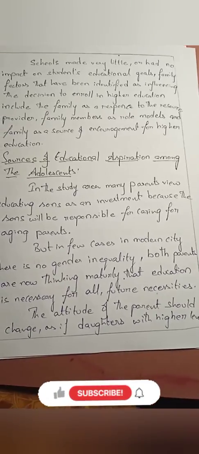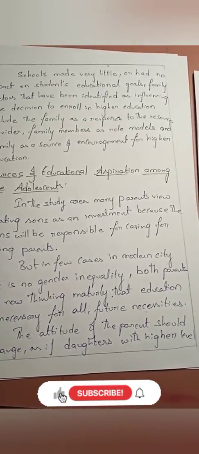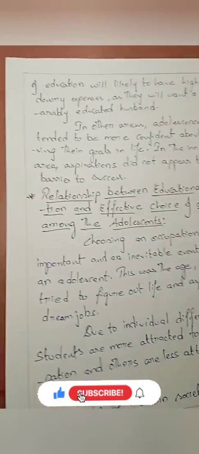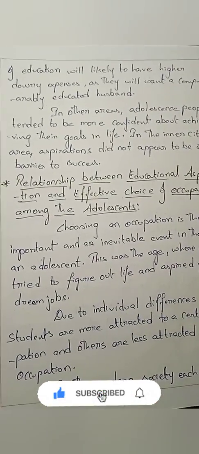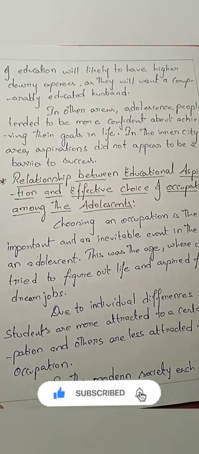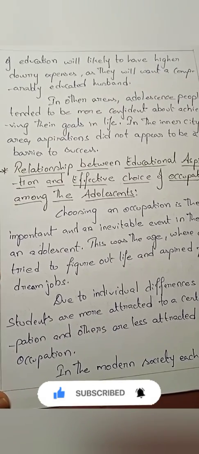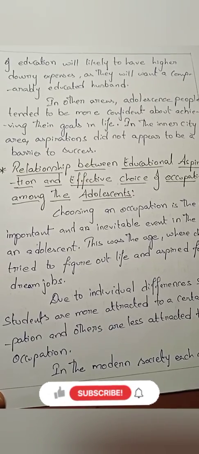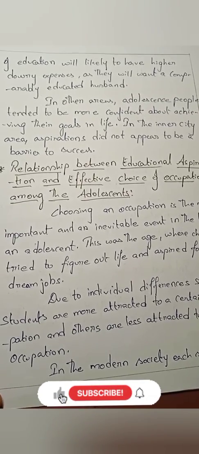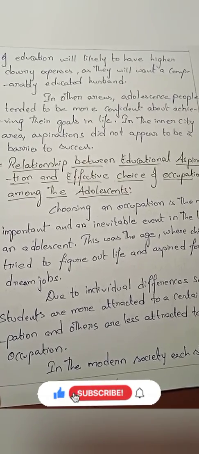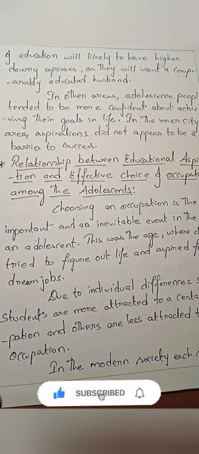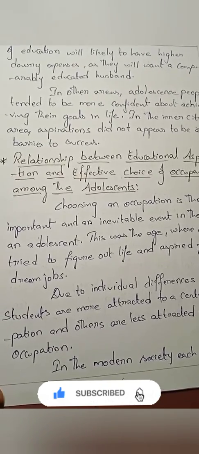The attitude of the parents should change, as a daughter with a higher level of education will likely have higher dowry expenses, as they will want a comparably educated husband. In other areas, adolescent people tend to be more confident about achieving their goals in life. In the inner city area, aspirations did not appear to be a barrier to success.